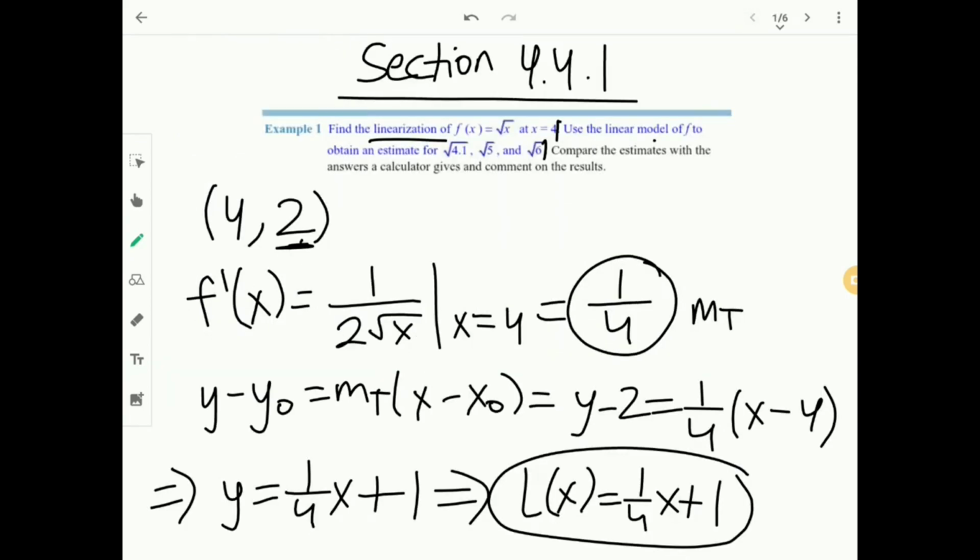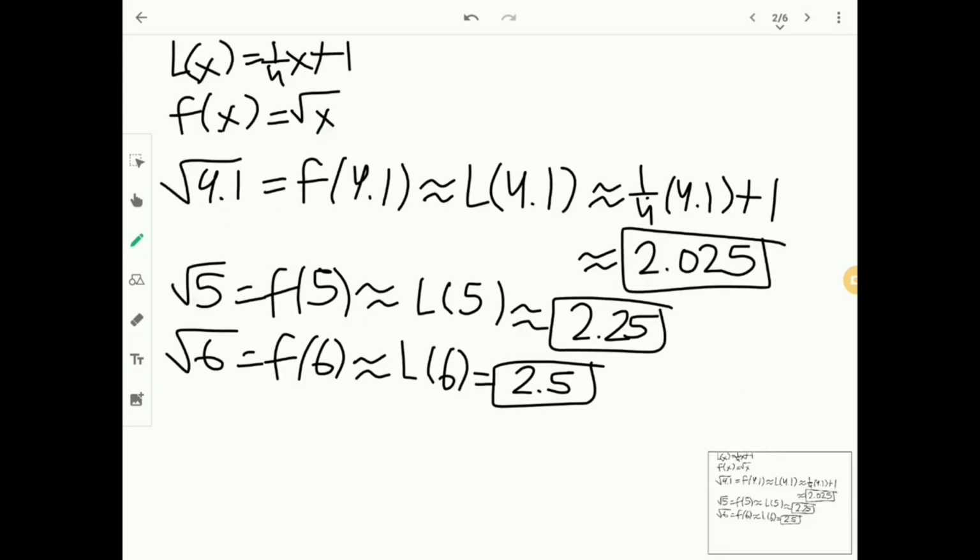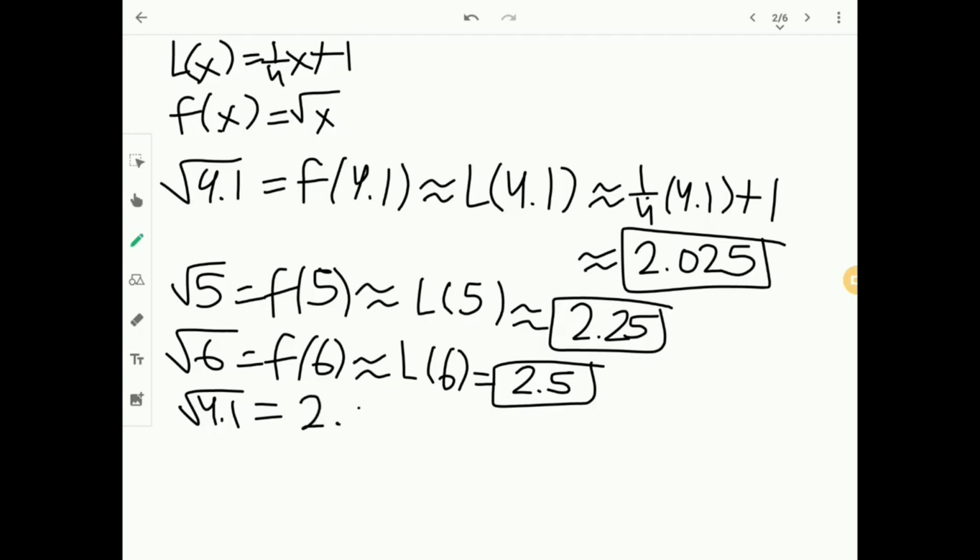Compare the estimates with the answers the calculator gives and comment on the results. Basically, they want the exact values. Now we have square root of 4.1. Let me get the exact value. All you have to do is plug in your calculator. And we get 2.0248. I'm not going to write more digits. It doesn't make more sense.